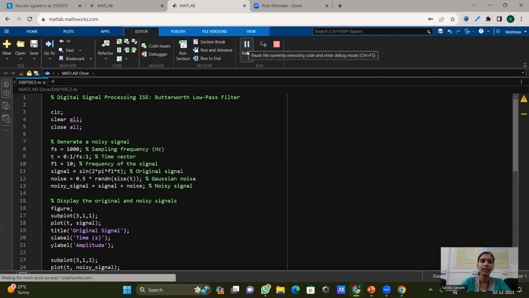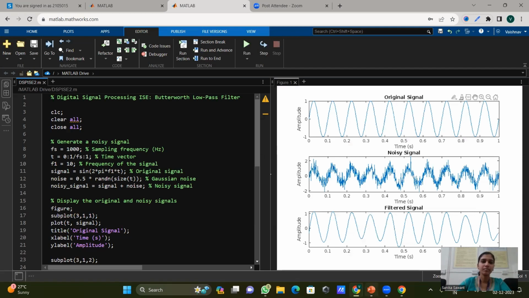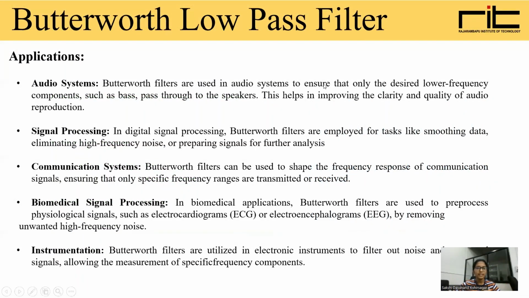Now let's see applications of Butterworth low pass filter in DSP. Butterworth filters are commonly used in digital signal processing of various applications due to their desirable characteristics. So first of all, signal smoothing. Butterworth low-pass filters are often used for signal smoothing or noise reduction by attenuating high-frequency noise or rapid changes in a signal.